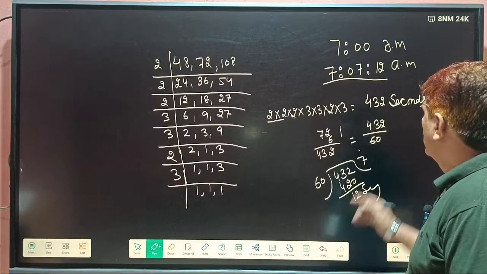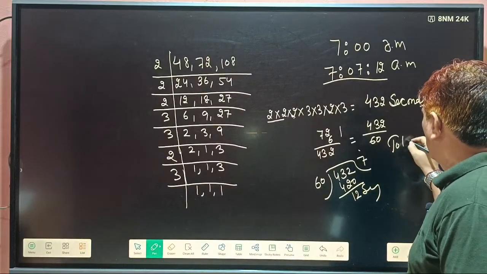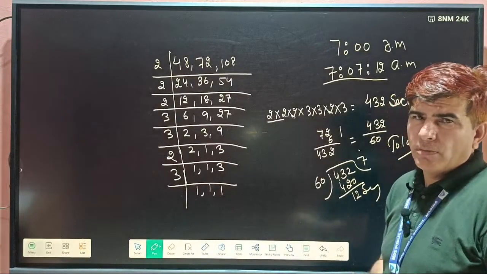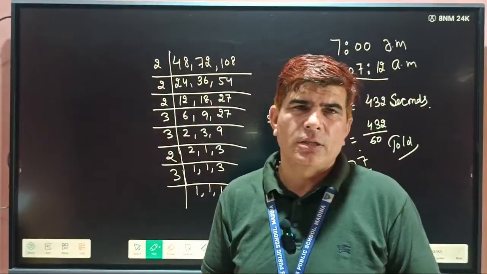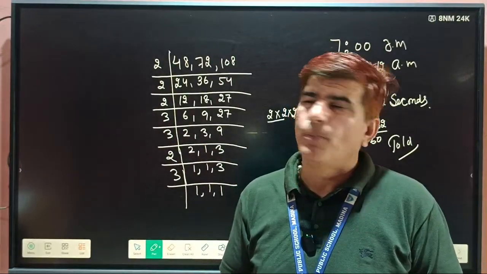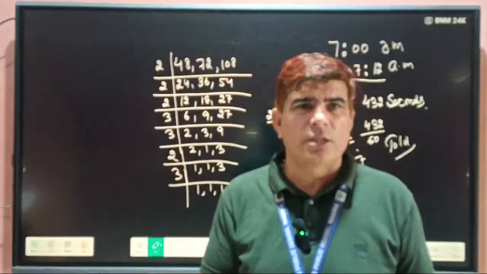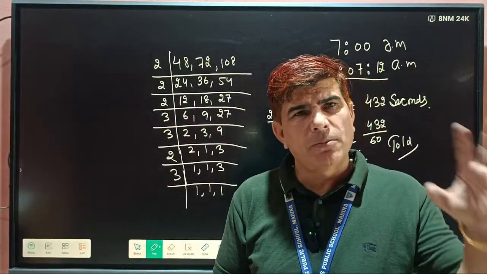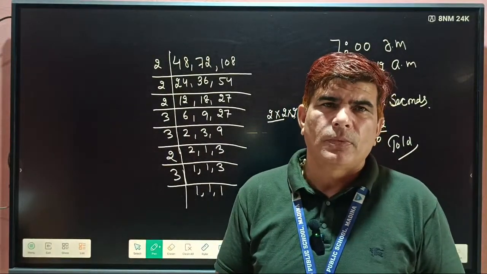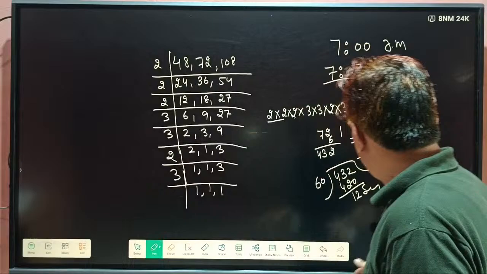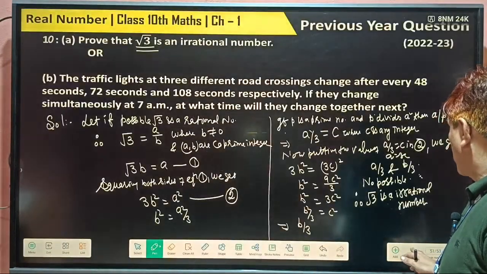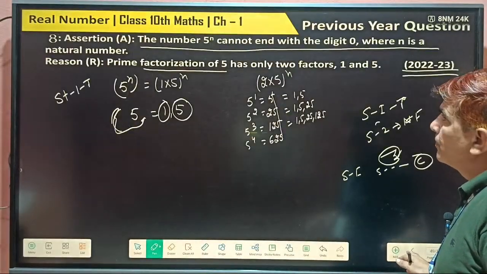Understood? So I told you some questions related to previous years. The types of questions I told you, their repetition may come, their statement may be changed, but the types remain the same. Understood? Only one question in this is this question.